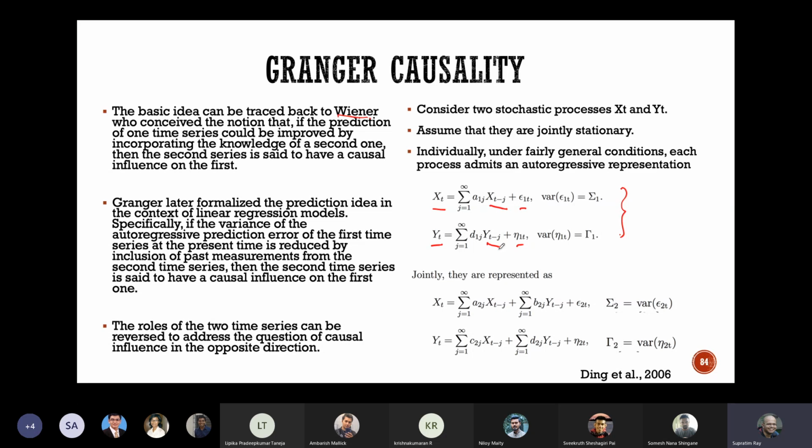By the way, a very good reference for this is Mingzhou Ding's 2006 paper, Ding et al. So if you are interested in the math, this is what you should read. I am actually using their formulation. So the main idea here is that if adding y's improves the prediction of x, then sigma 2 is going to be smaller than sigma 1.